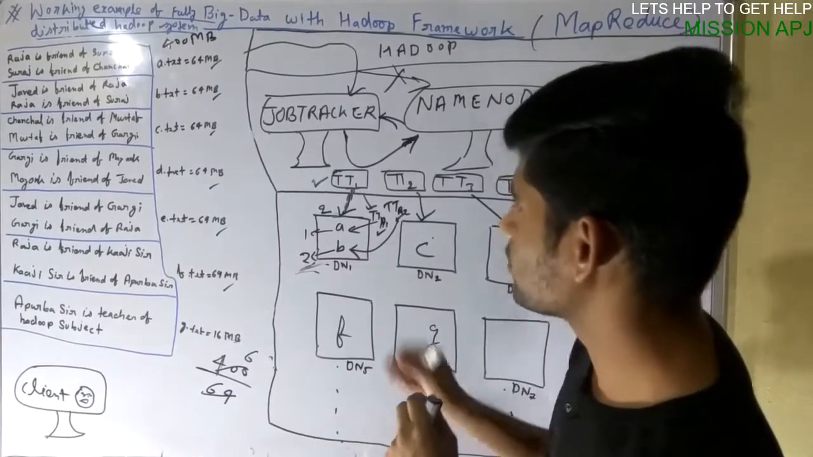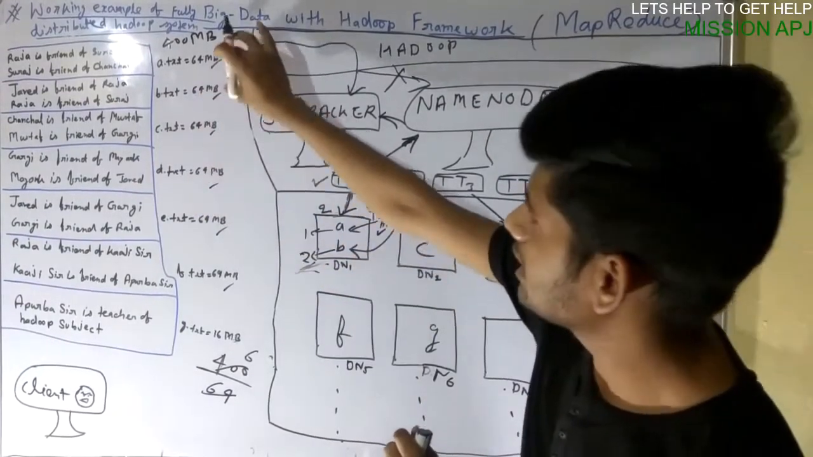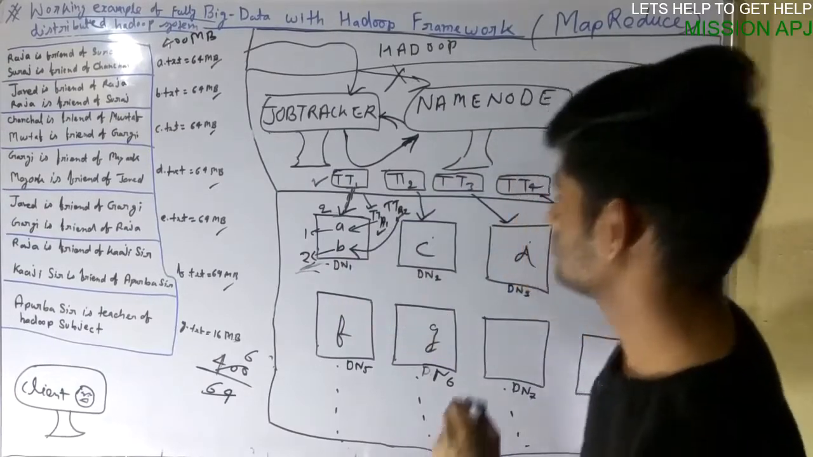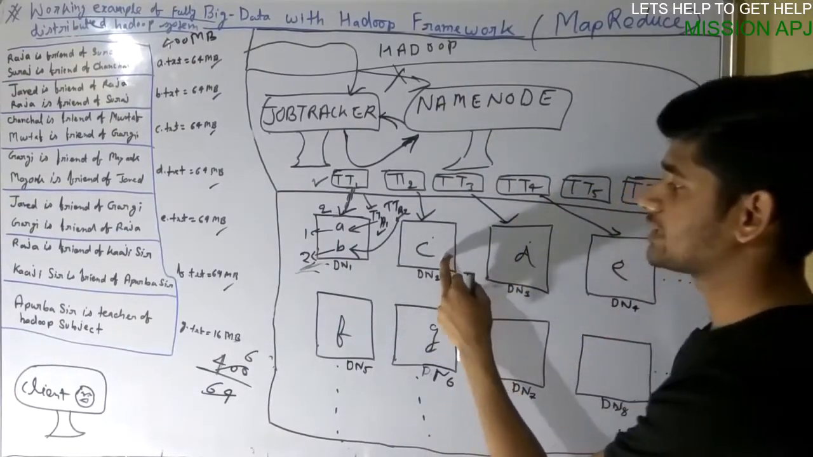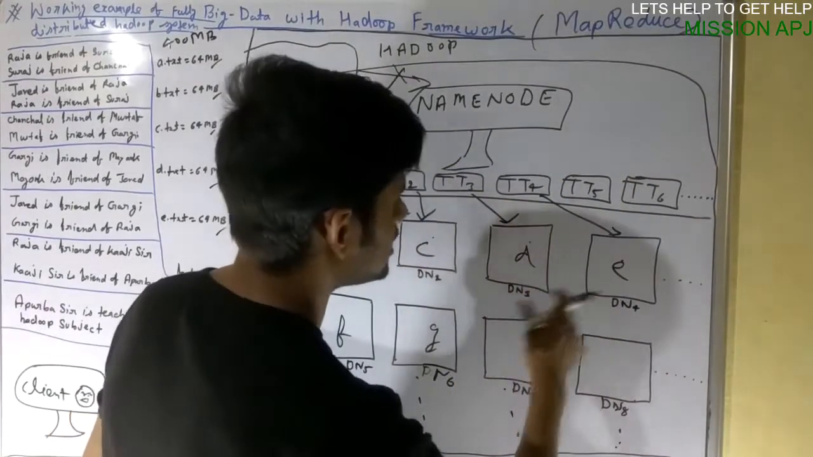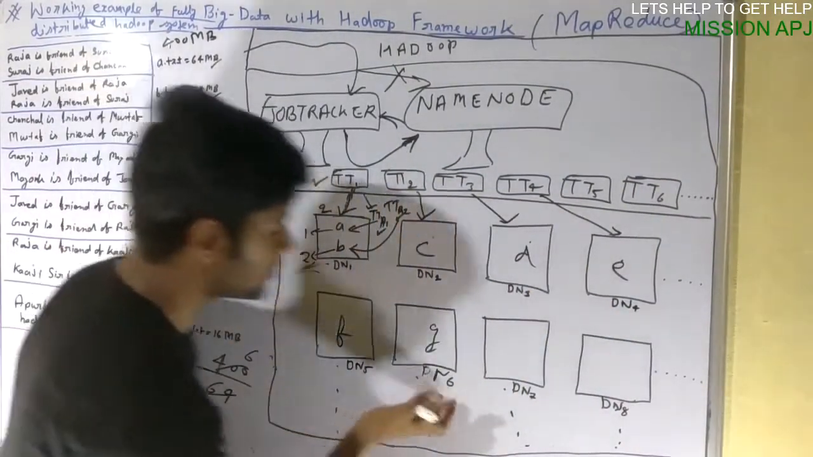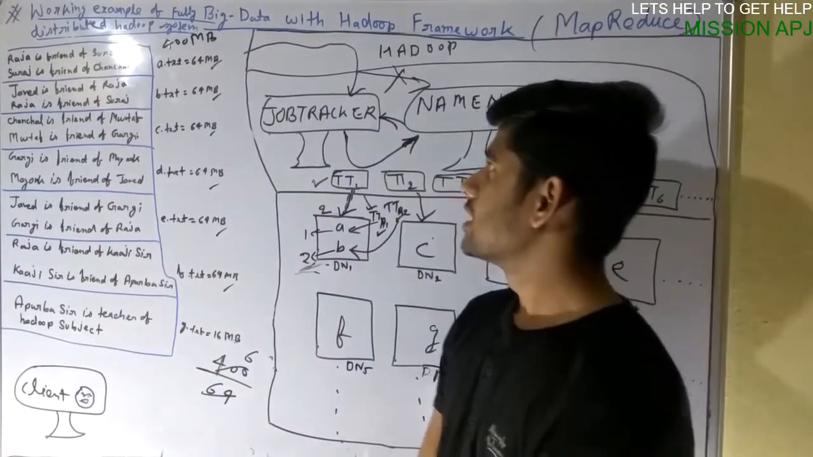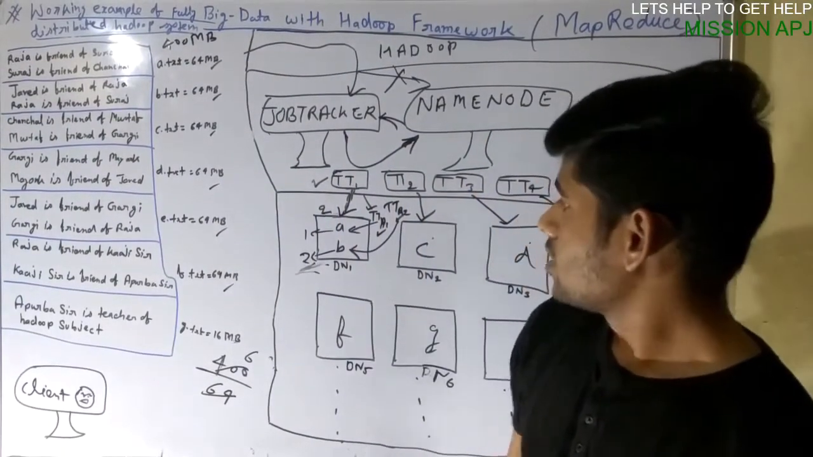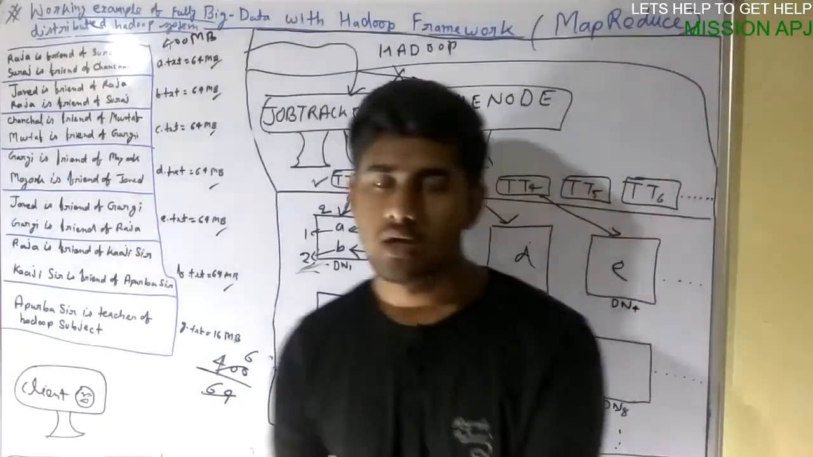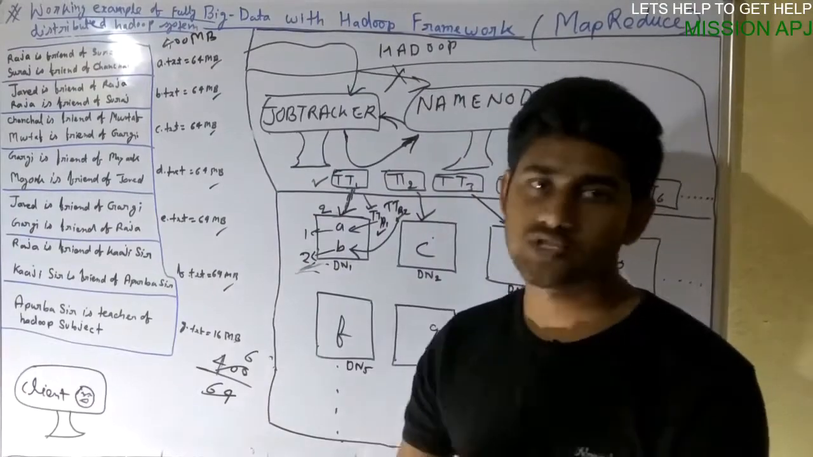Suppose that data A and B is stored in data node 1, C is stored in data node 2, D is stored in data node 3, and E in data node 4, and so on up to data node 6, that is G is stored in data node 6. Now all data is stored. Now our work is that whenever a client sends a query, we need to process it.